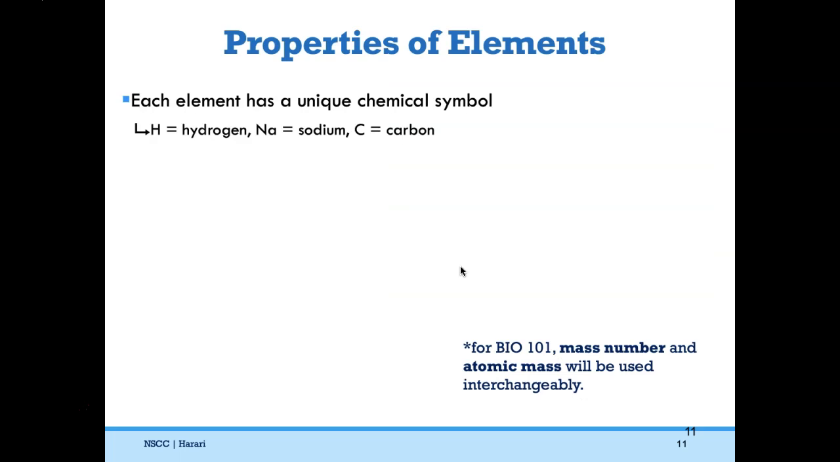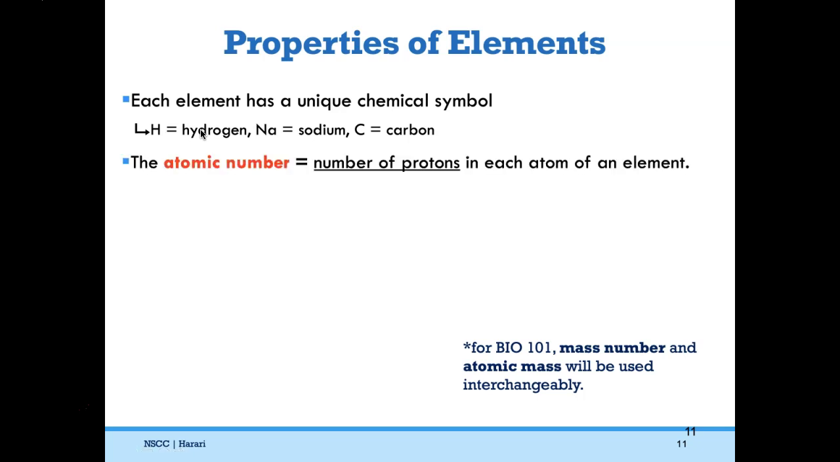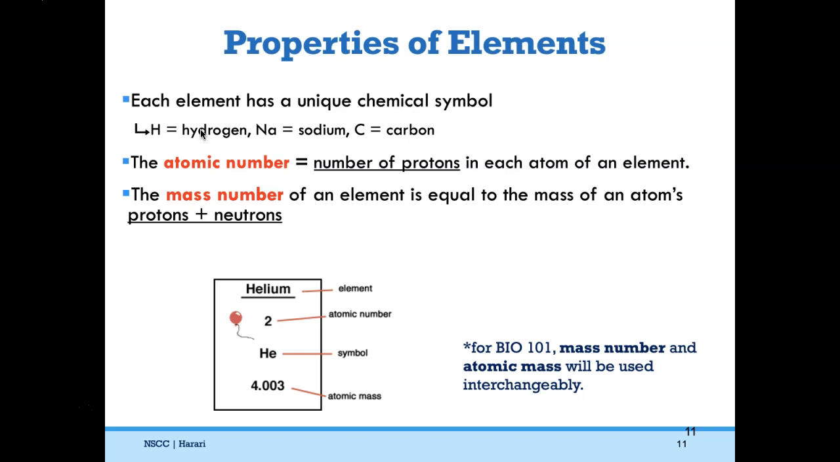So each element has a unique chemical symbol. There's a letter for each one. It could be 1 or 2 letters. So H is hydrogen, Na is sodium, C is carbon. Each element also has an atomic number. And the atomic number is the number of protons in each atom of an element. So remember, every atom has a nucleus. Within that nucleus, there's a certain number of protons. The atomic number defines each element. Each element has a specific atomic number, a specific number of protons.